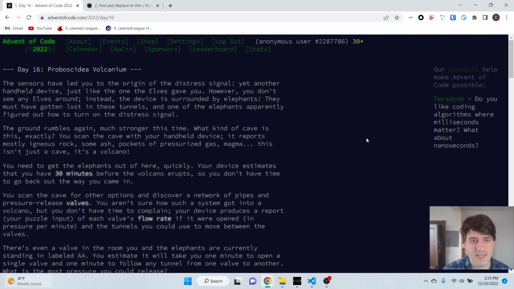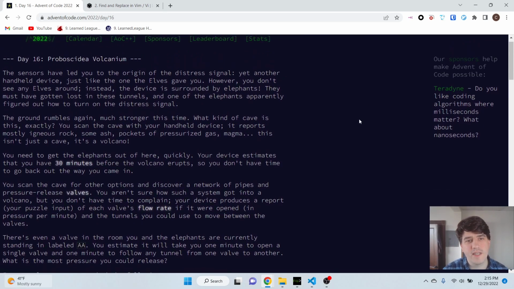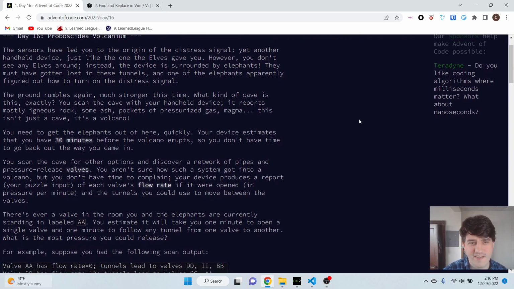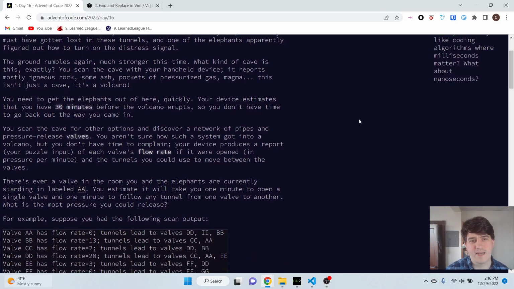Proboscidea volcanium. Some sort of sticking out volcano in Latin, I guess. The sensors have led you to the origin of the distress signal, yet another handheld device just like the one the elves gave you. However, you don't see any elves around. Instead, the device is surrounded by elephants. You must have gotten lost in these tunnels, and one of the elephants apparently figures out how to turn on the distress signal. The ground rumbles again, much stronger this time. What kind of cave is this exactly?